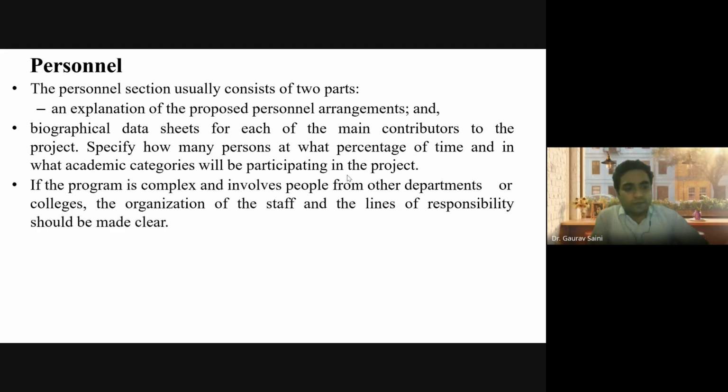If the program is complex and involves people from different departments, suppose the project is not such that only one department is taking care of it, you have to mention the other departments, other universities, other organizations, or staff, and what their lines of responsibility are. You have to make it very clear that one department will work on one particular aspect and another department on a different aspect. And this kind of personnel you need, and you will hire that many persons for that much time. That has to be clearly mentioned, along with the objectives of hiring those personnel, because personnel is a major part of your budget.